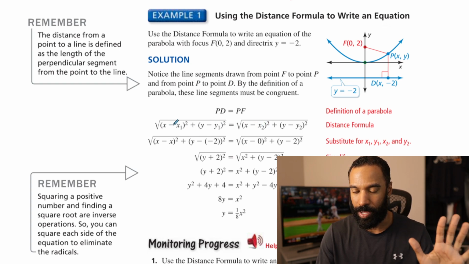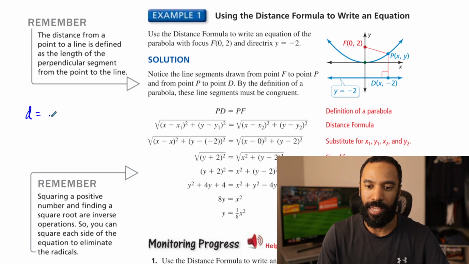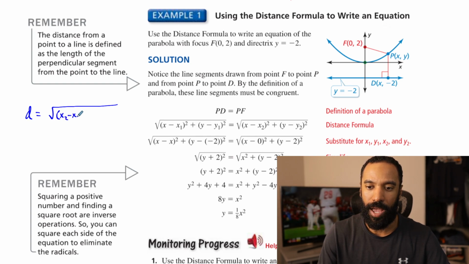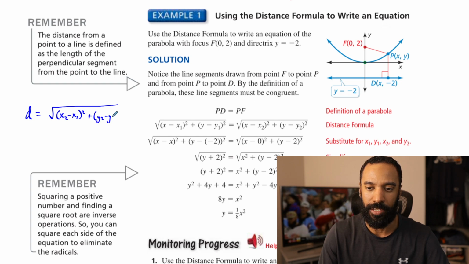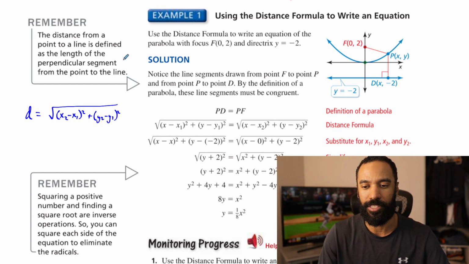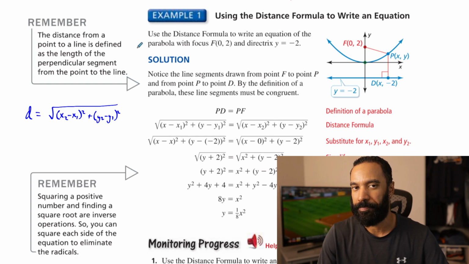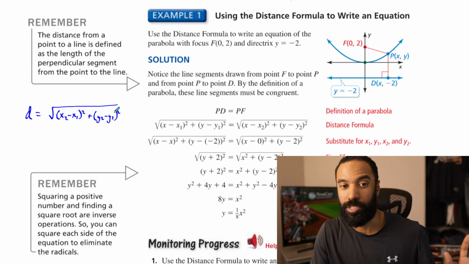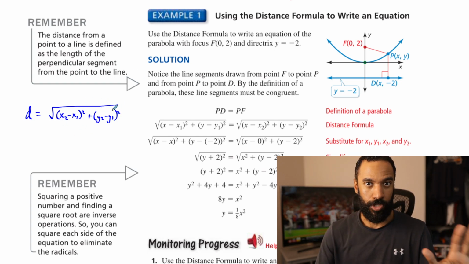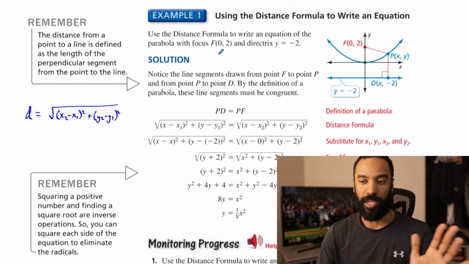So kind of like this right here. The distance formula is the square root of your x values subtracted squared plus your y values subtracted squared. It's a bit like the Pythagorean theorem. And I'm just going to assume that you know how to use that, because it looks like we're going to be using it here.